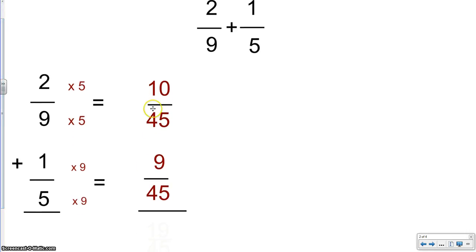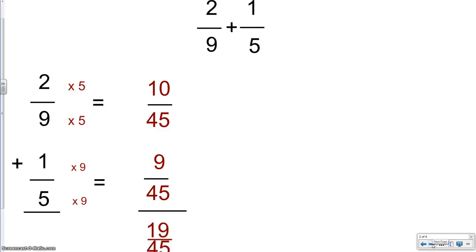Now we have common denominators in equivalent fractions. So we have 10/45 plus 9/45, and we can go ahead and add the numerators. Remember, we do not touch the denominators. We're not going to add those. So 10 plus 9 is 19, and we keep the 45 on the bottom.